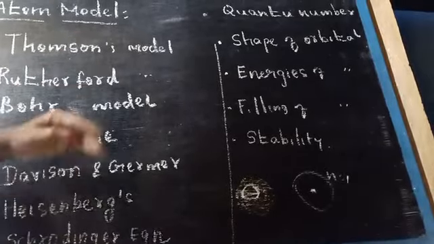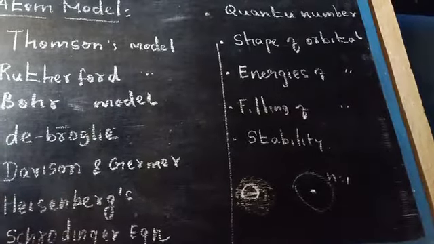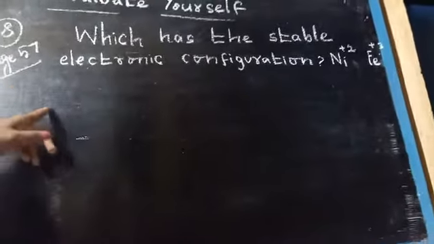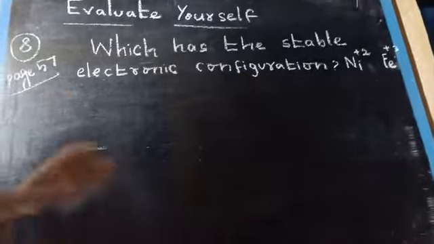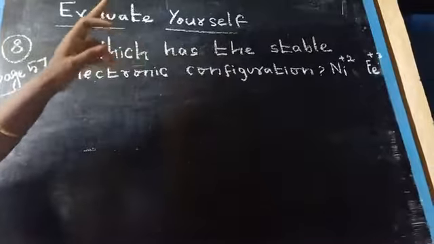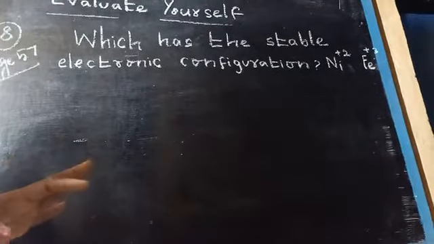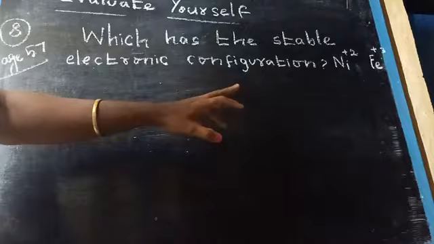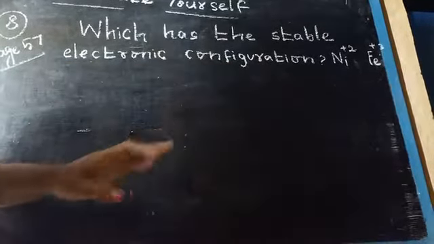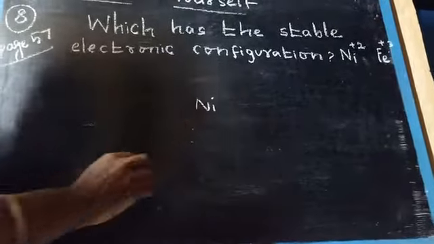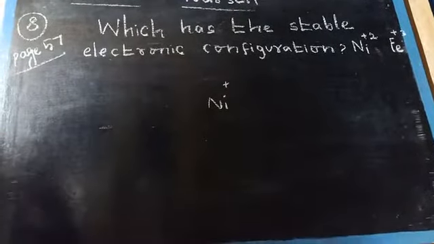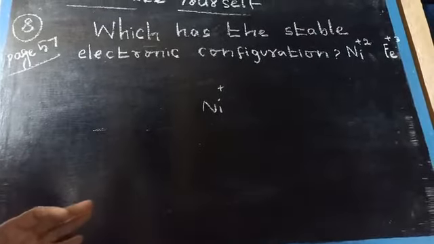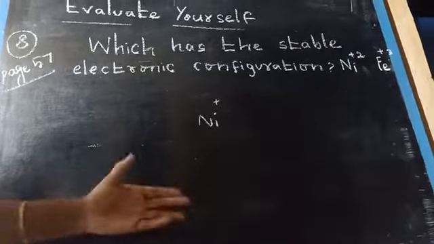Okay, so now I am going to discuss the evaluate questions. Children, first I discuss question number 8. Evaluate yourself, textbook page number 57. See the question. Which has the stable electronic configuration? Which element here contains an ion? If I just write nickel, you say element. Here I put the charges. So in ionic state it contains positive charges, so it is a cation. So it is a metal.